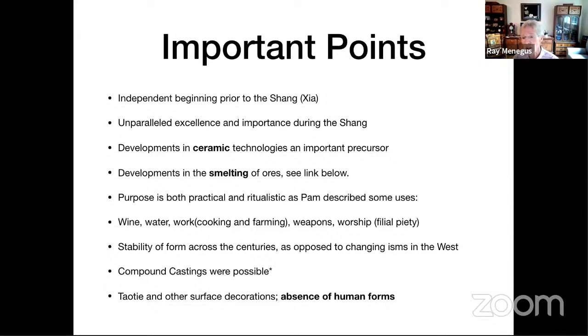The other thing that's really different, especially from later Western art, is that in China, there was a stability of forms.